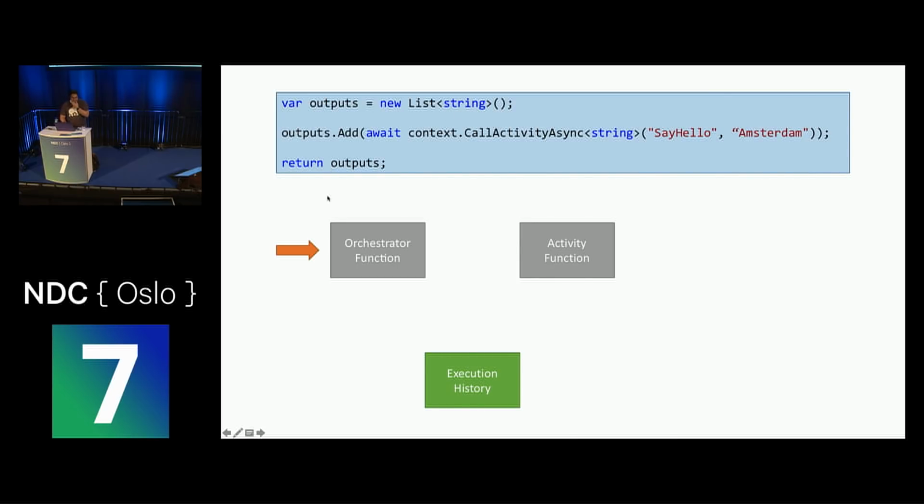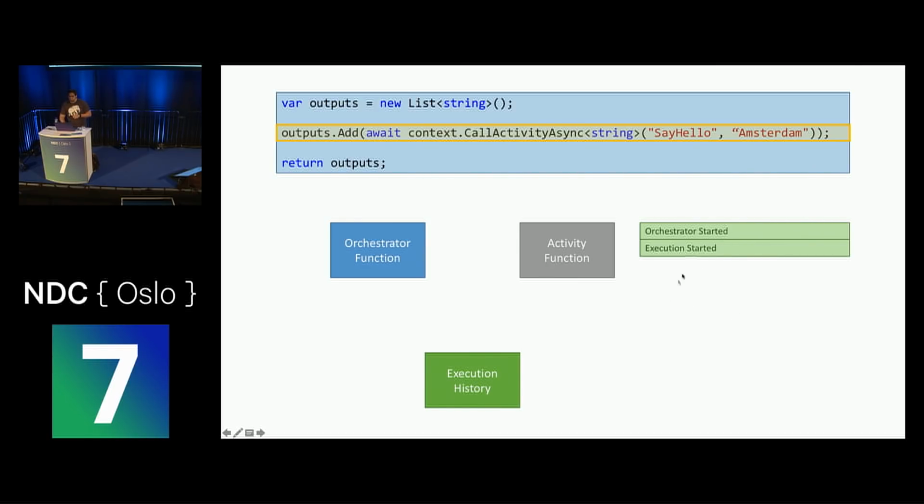And that's it. So what actually happens is my orchestration is going to start. It's going to run this first line of code. And so it creates a new list, and it's going to see this await word. And when it sees this await word, there's this thing called the execution history.